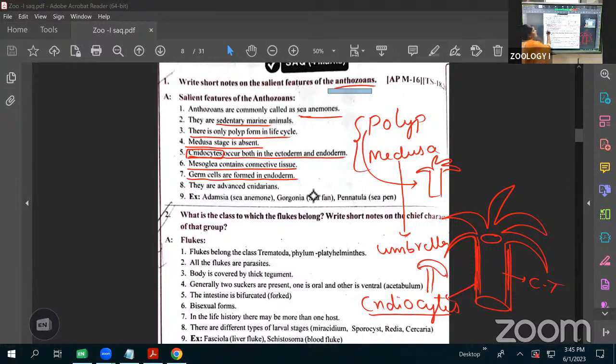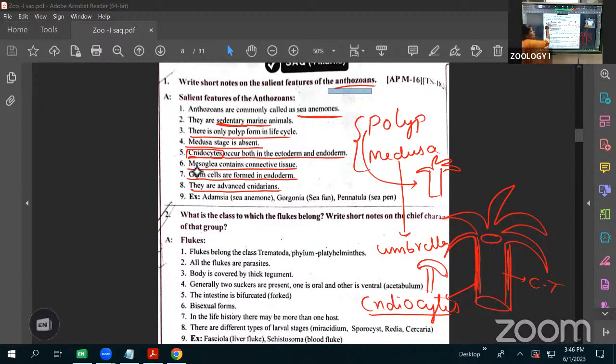They are the advanced cnidarians. This one is about the Anthozoa. Anthozoa is one class under the Cnidaria. They are commonly called sea anemones. They are sedentary, which means they attach to one substratum and are not floating. They are present in salt water, so they are marine animals. There is only the polyp form in the life cycle; the medusa is absent.